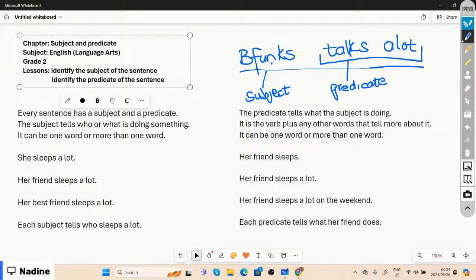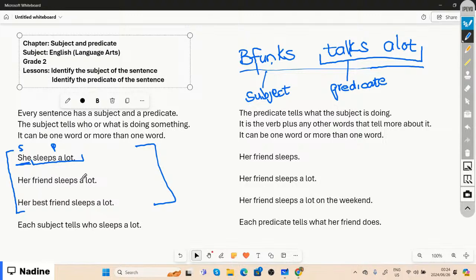So within a sentence, we have a subject and we have a predicate. Let's look at these sentences. It says she sleeps a lot, right? So she is our subject. I'm going to put S for subject. And then sleeps, this is our verb, but our predicate, which tells us what she does, is sleeps a lot. So she is the subject, but sleeps a lot is our predicate, right?